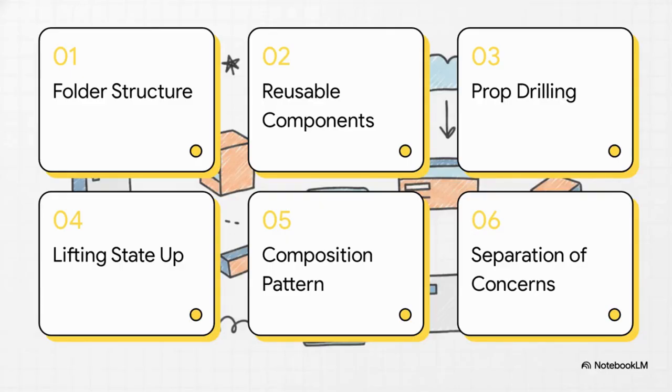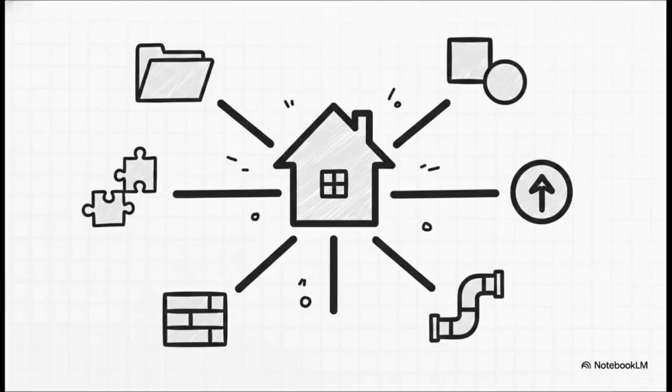Here is our blueprint for today. We're covering 6 pillars, starting with the foundation of folder structure, the power of reusable components, resolving prop drilling, lifting state up wisely, mastering composition, and finally, ensuring separation of concerns. So every robust application really relies on these 6 branches working in absolute harmony.